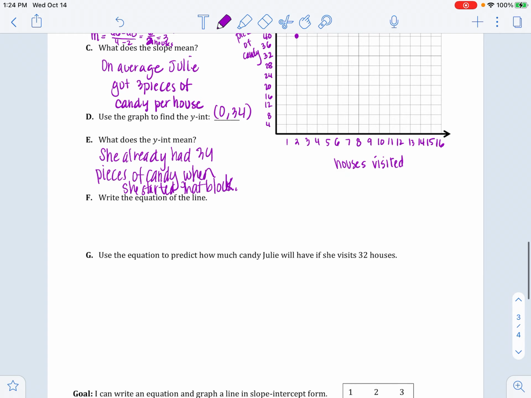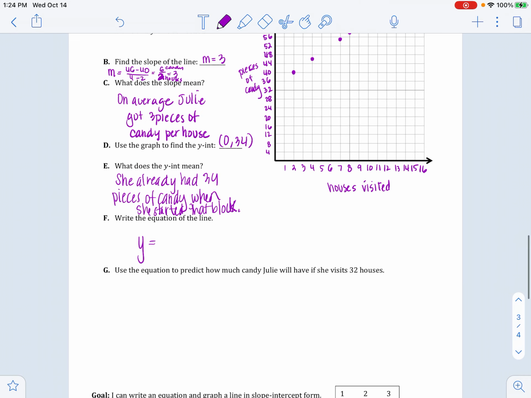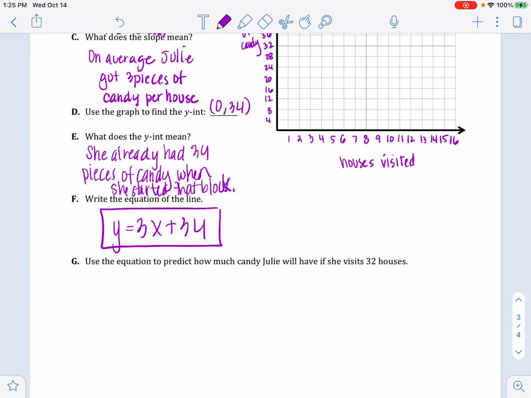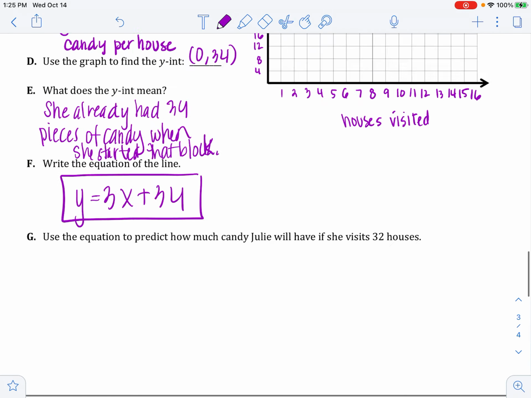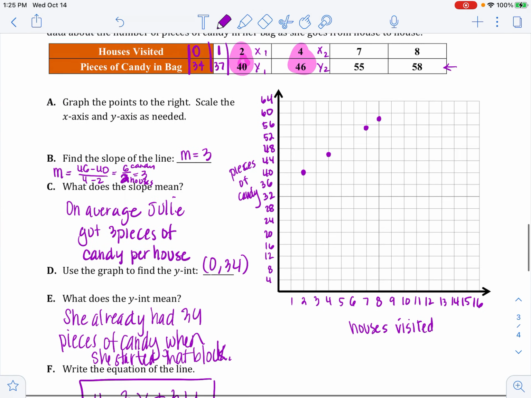Okay. All right, write the equation of the line. So I'm going to do y equals, I need my slope, which was 3, so I have y equals 3x. And then I need my y-intercept, so plus 34. Or you can have y equals 34 plus 3x. It's the same thing. All right, last, use the equation to predict. That means the one that you just wrote. Use the equation to predict how much candy will Julie have after she visits 32 houses.